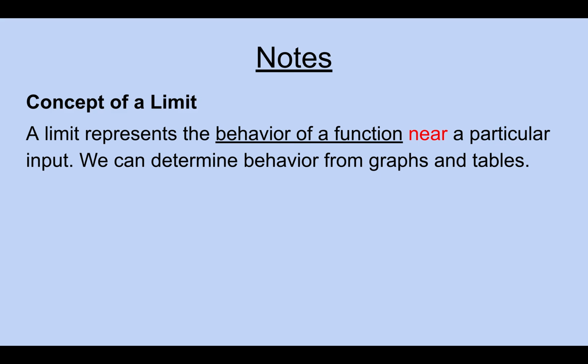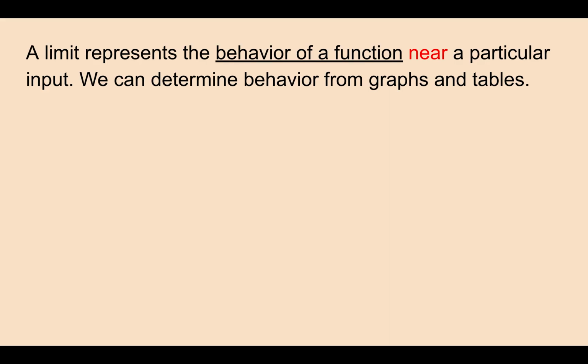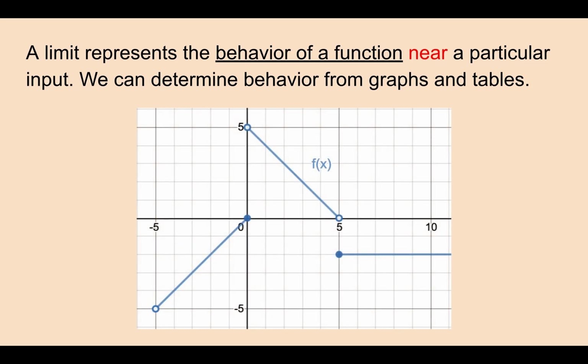And we can determine behavior by graphs and tables. Graphs are a wonderful visual way to see behavior of a function, and tables, although they may seem a little more complex, are actually a fantastic way to be very accurate about seeing what's going on near a point. Okay, so let's do an example. Here's this idea of a limit representing the behavior near an input, and we can do graphs and tables. So let's say I have this graph, and I can find the limit at any x value on this graph. I'm just going to pick a few.